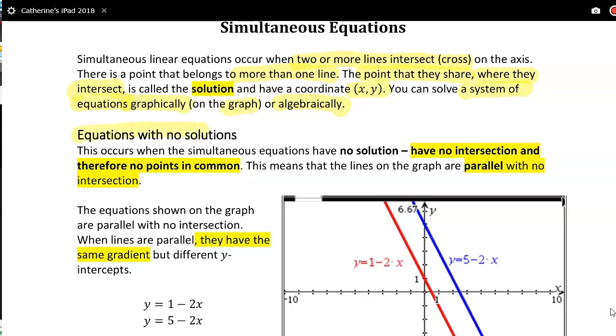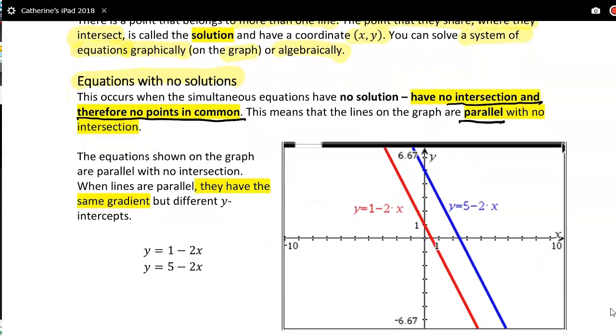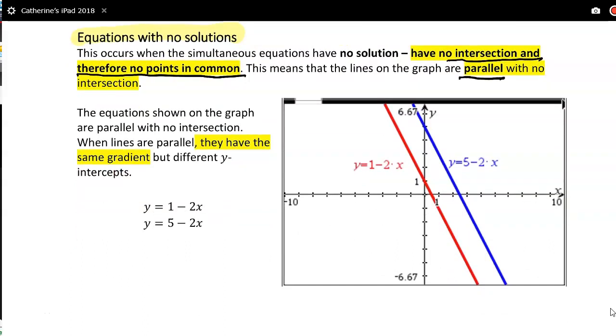So, equations with no solutions. This happens when there's no intersection, and therefore no points in common. This happens when the lines are parallel with each other. So remember, parallel lines run next to each other, but never actually get any closer or further apart, so they never are going to cross. That's why there's no solution, because they don't intersect.